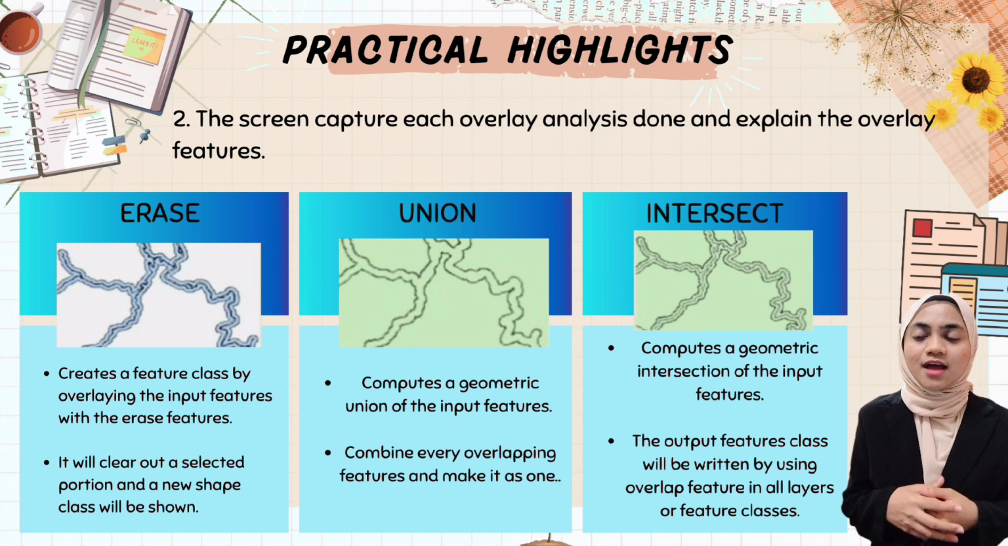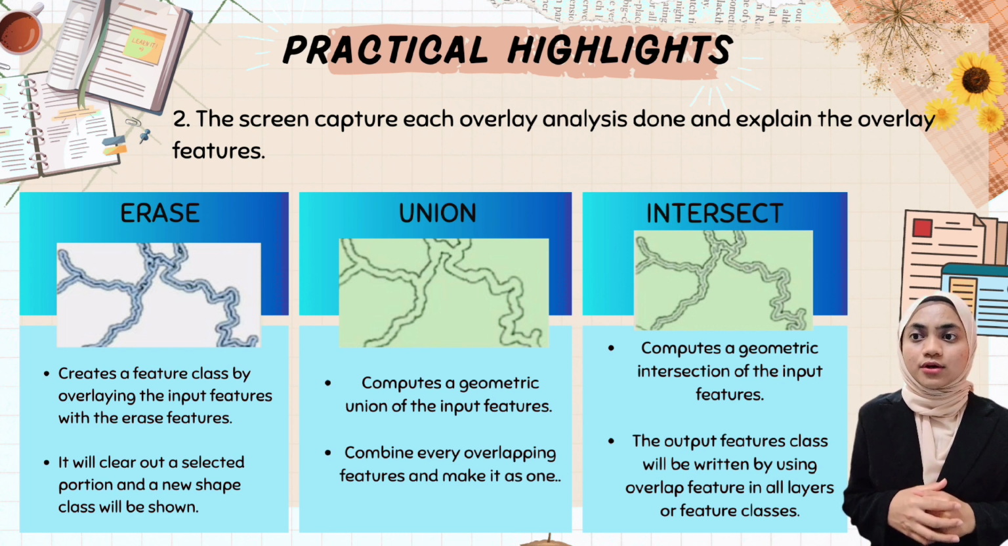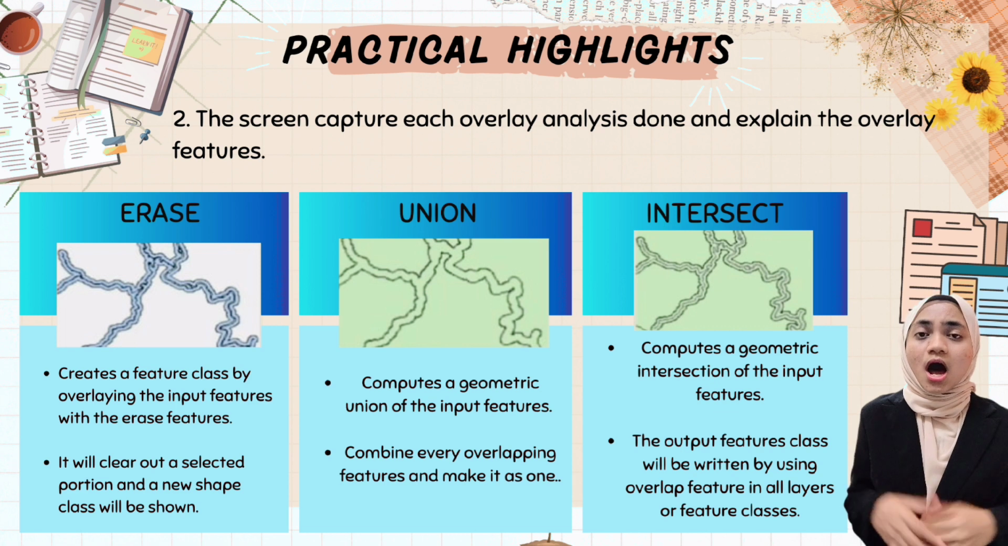Next is union. Union computes a geometric union of the input features, combining every overlapping feature and making it one. When combining state areas, all of the states can be seen in the map. However, they can still be differentiated one by one. Next is intersect. Intersect computes a geometric intersection of the input features. The output feature class will be written using overlapping features in all layers of feature classes.